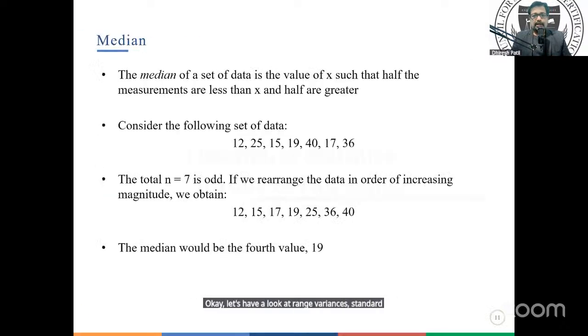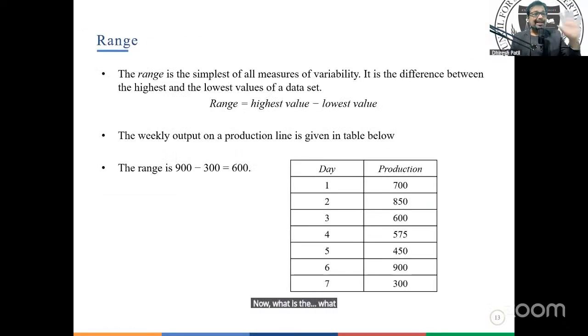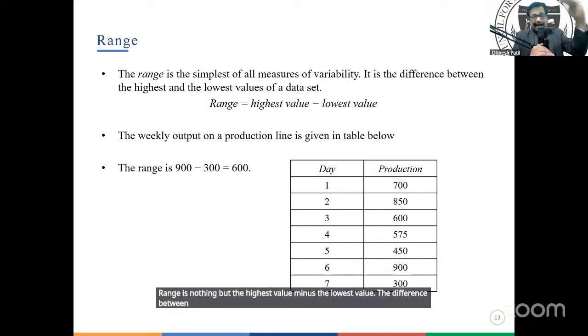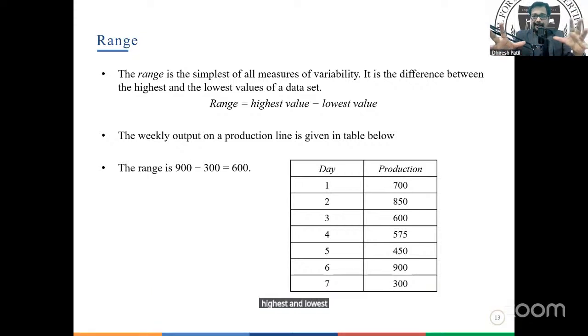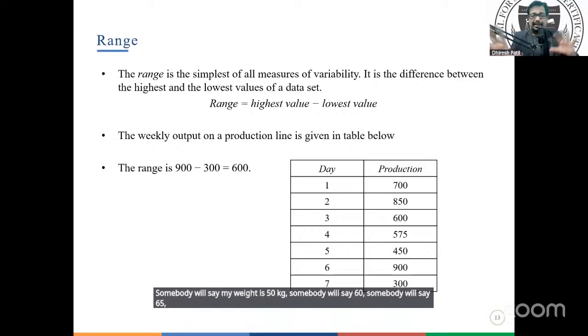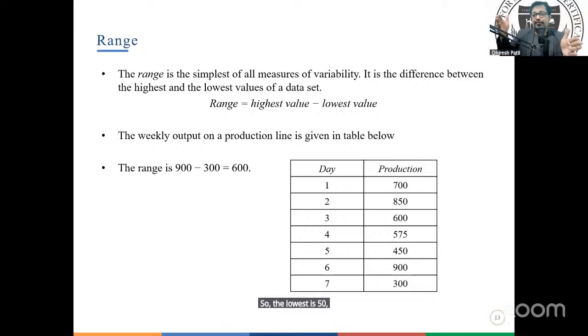The first one is the range. Range is nothing but the highest value minus the lowest value, the difference between the highest and the lowest. Let's say we collect the weight of the people sitting in the room. Somebody will say 50 kg, somebody 60, 65, 62, 70, 80, 90, 100. The lowest is 50, the highest is 105, let's say. So the range is 55 kg. Highest minus lowest, simple. This is called the range.